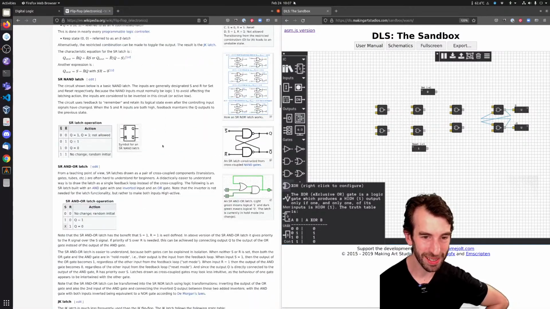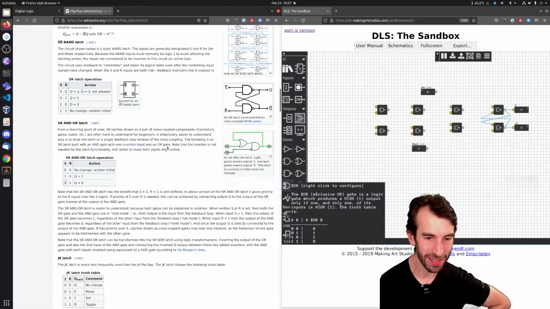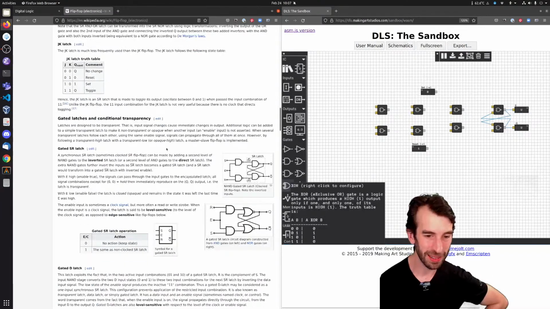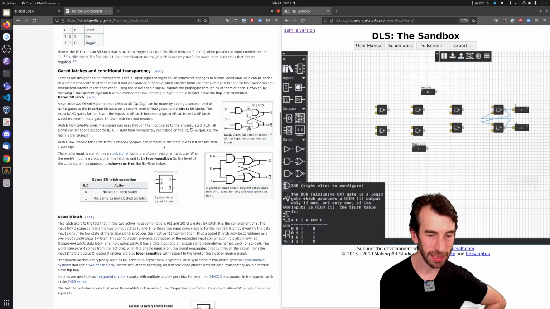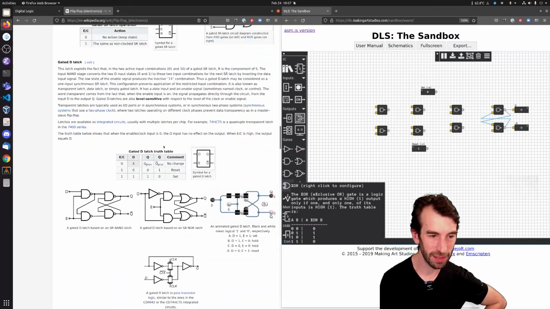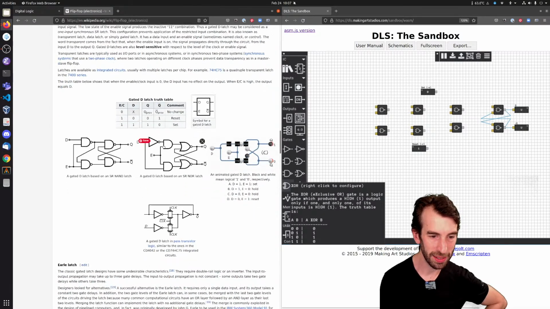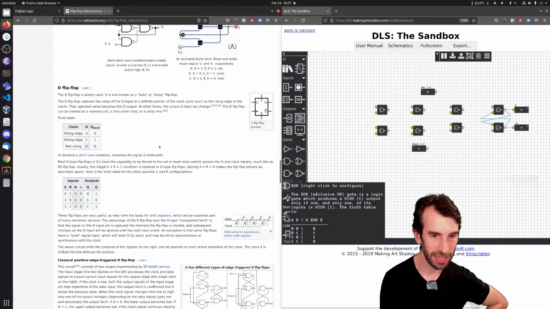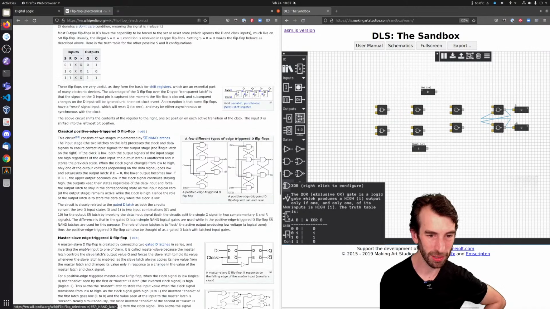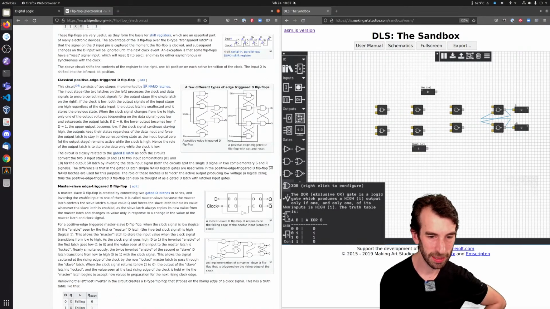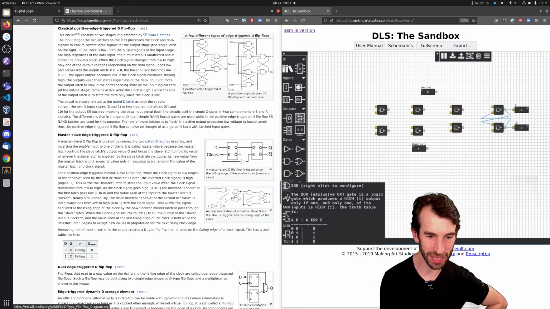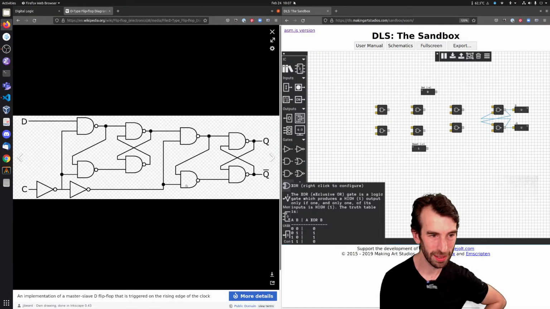There's my SR gates. There's an SR latch. Some basic electronics knowledge is available on Wikipedia. The gated SR latch, gated D latch, Earl latch, D flip-flop. Okay, so far so good. Positive edge triggered D flip-flop. Okay, there's a diagram which doesn't have mysterious 3 inputs.